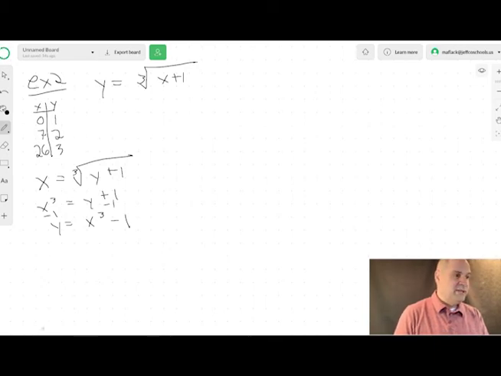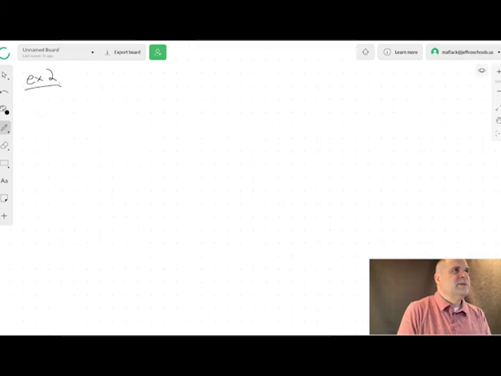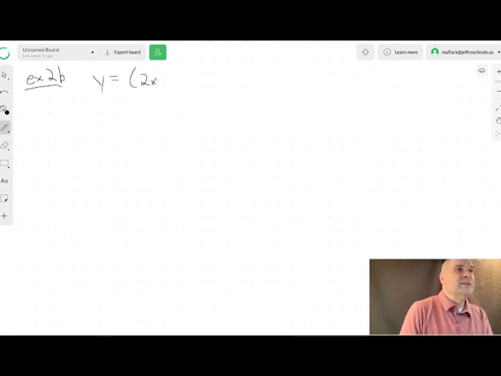This is example 2B. All right, here's our function. Y equals the cubed root, or fancy exponent version, so all this to the 1/3 minus 4. Okay.